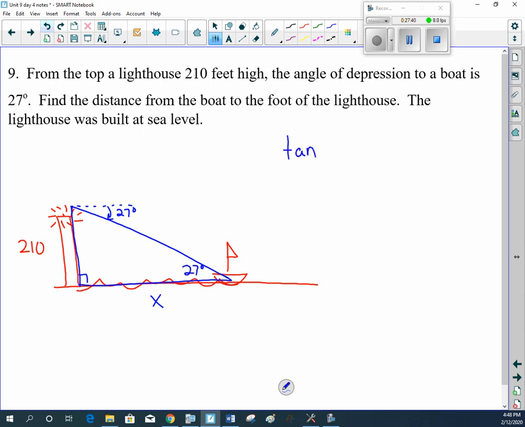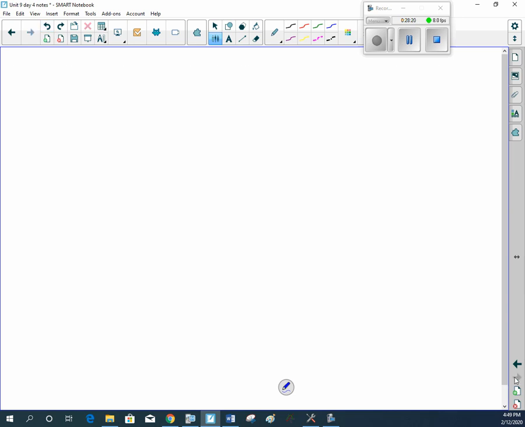So tangent of 27 degrees equals opposite over adjacent. Algebra on that, x turns out to be 210 feet divided by the tangent of 27 degrees. So x equals 210 divided by the tangent of 27. And we end up with 412.1 feet. So the boat's 412.1 feet from the base of the lighthouse. Okay.